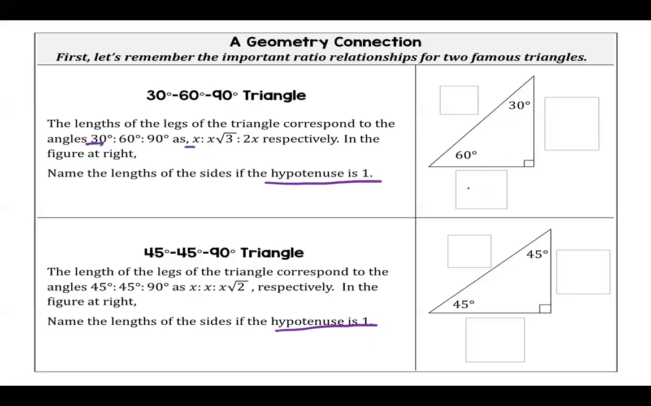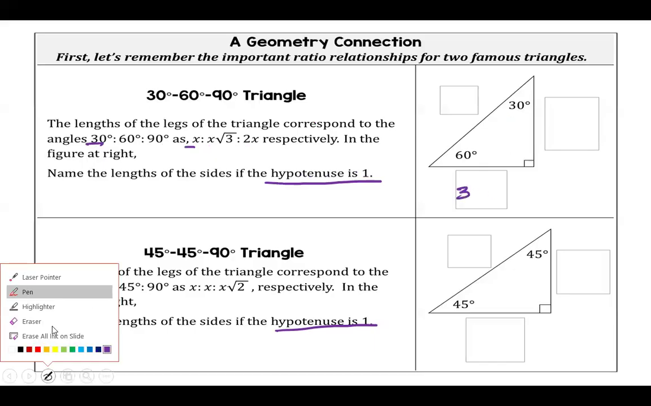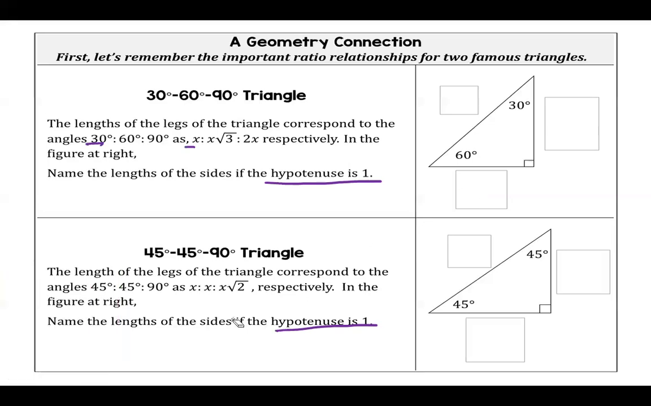So here's 30. Across from 30, that's not an x. But that was a really good 3. I don't know why I wrote it, but it was a really good one, and I want y'all to acknowledge it. Okay, that's our x. Across from 60, that is x square root of 3. And then across from our 90 is our hypotenuse, and that's going to be 2x.